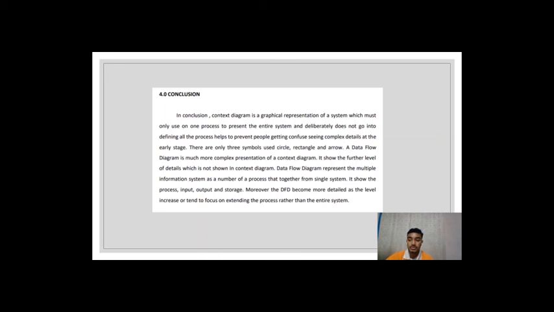A data flow diagram is a much more complex presentation than a context diagram. It shows the further level of details which is not shown in the context diagram. A data flow diagram represents a multiple information system as a number of processes that together form a single system. It shows the process, input, output, and storage. Moreover, a data flow diagram becomes more detailed as the level increases, and tends to focus on extending the process rather than the entire system. That's all from us.